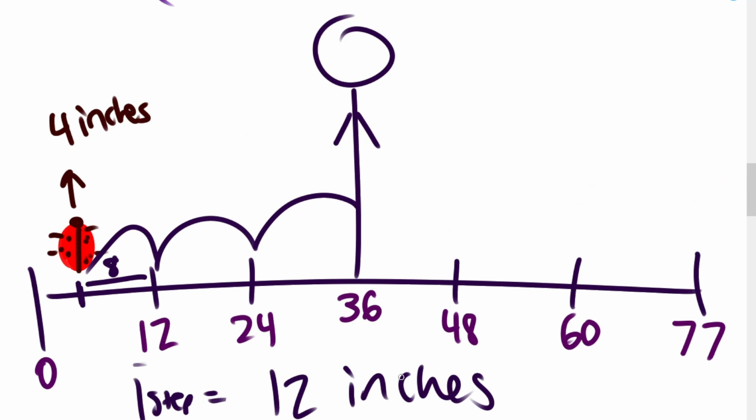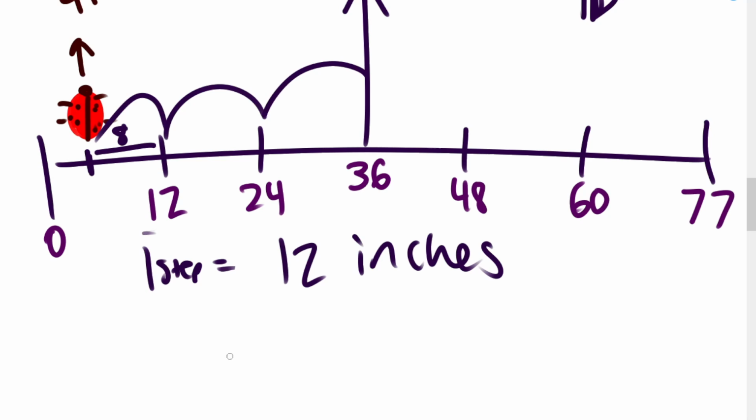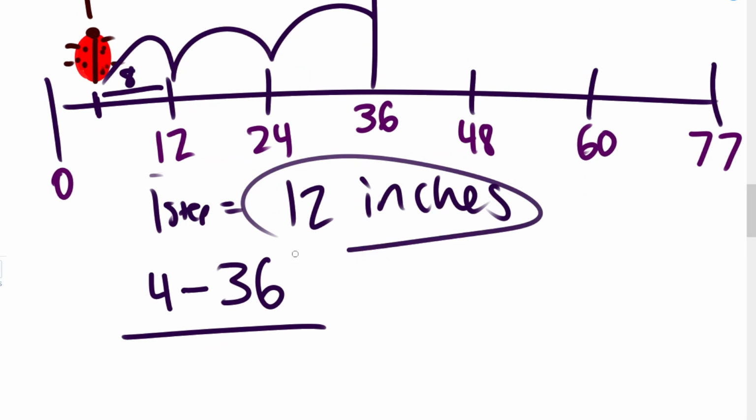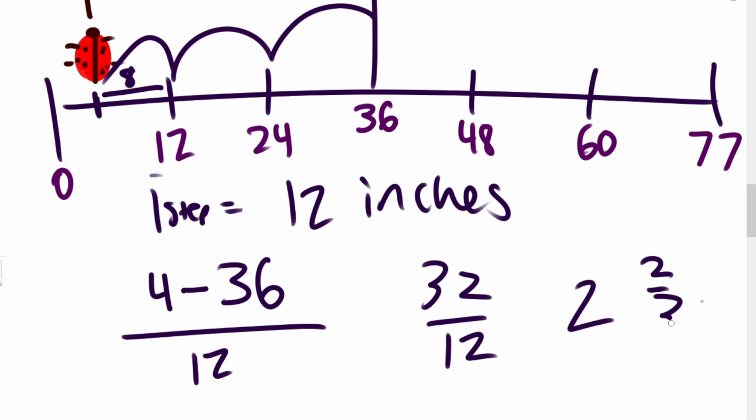Now, let's say that we have a positive outlook on life. We're always walking forward. Our destination is to the right, and walking to the left is a negative step. So what we want to do is take our 4 inches, our data value, and subtract our mean, which is where we're standing, 36, and divide by our standard deviation, which is how much one step will take us, 12 inches. This will give you 32 divided by 12, which should give you the 2 2/3 that we found before.